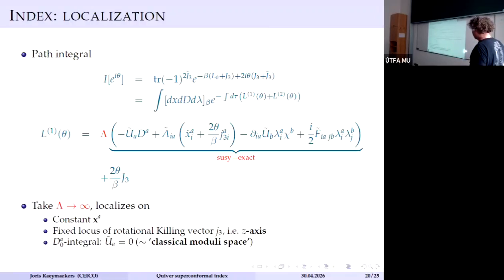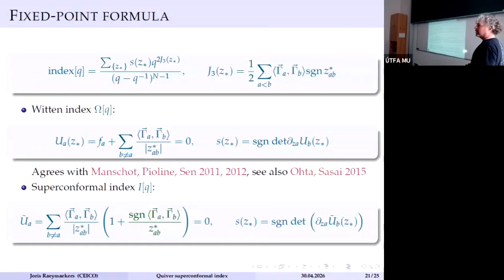And then you still have this auxiliary field here, which basically gives you some kind of delta function. And if you integrate over it, you get a delta function on the zero values of these shifted Coulomb potentials. The thing that you would call, in the ordinary supersymmetric case, the classical moduli space. Makes sense? Yeah. Okay. So if you do this, you get some fixed point formula for the index.